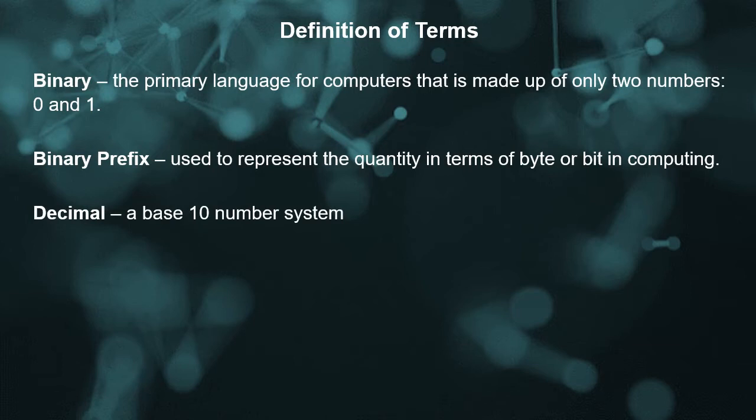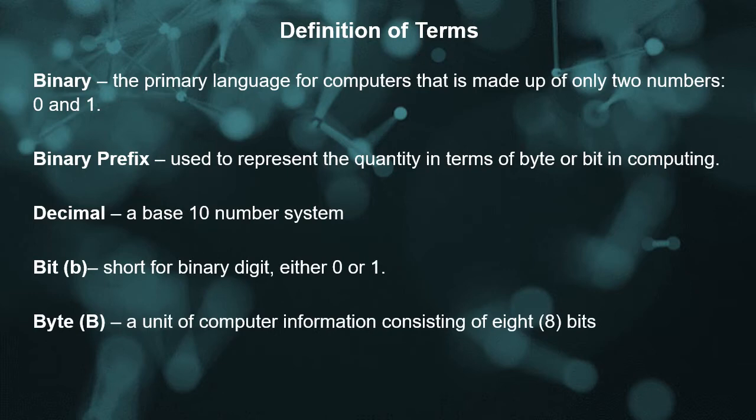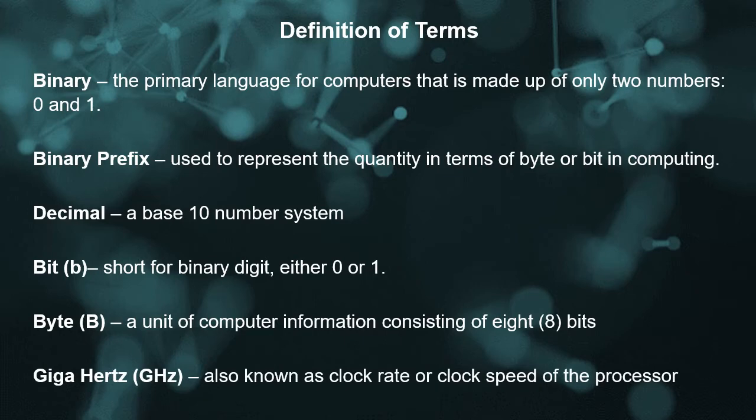Decimal, a base 10 number system. Bit, or small letter b, is short for a binary digit, either 0 or 1. Byte, or capital letter B, is a unit of computer information consisting of 8 digits, or bits. Gigahertz is also known as clock rate or clock speed of the processor.